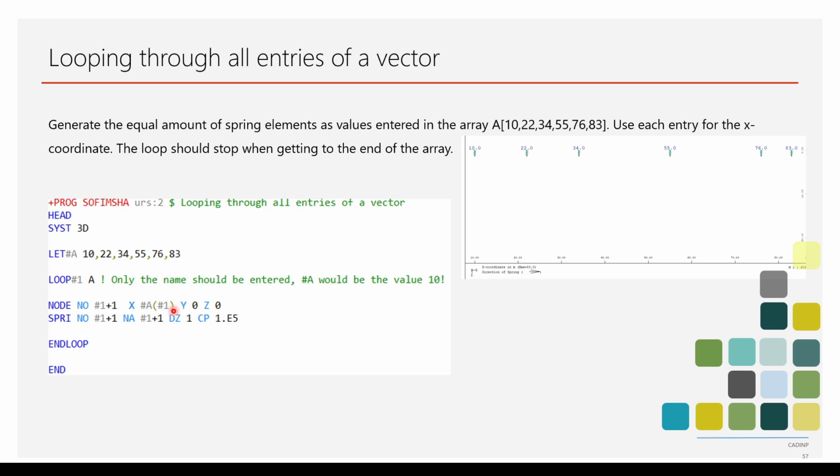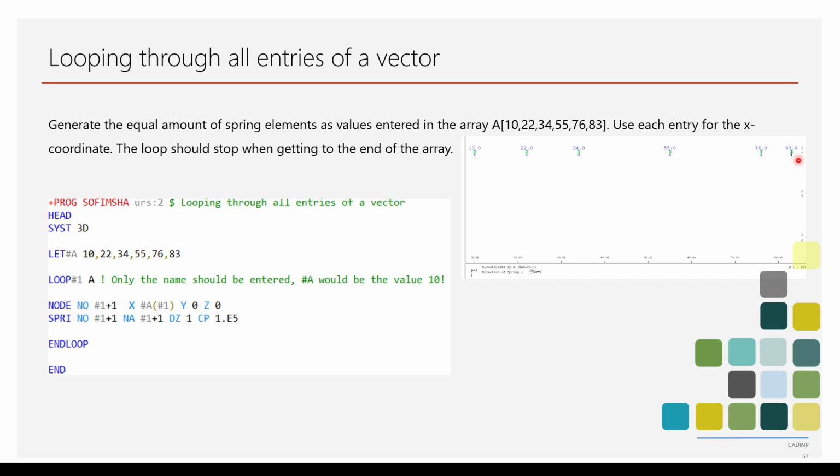In the second execution of the body of the loop, 22, the second value of the array, will be substituted to item X, while item NO will be 1 plus 1 equals 2, and so on. In this way, the loop will go through every value of the vector. Reviewing the result of the input in the report browser, it can really be seen that the spring element has been created at x equals 10 meter, 22 meter, 34, 55, 76 and 83 meter.